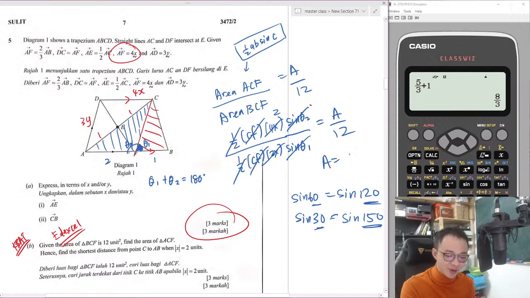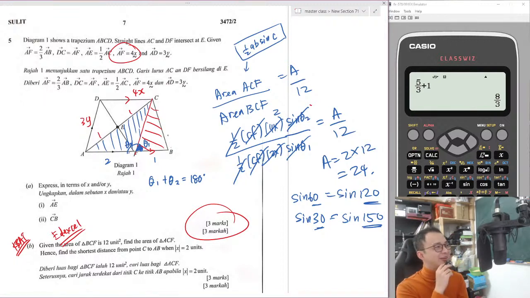So a will equal 2 multiply 12, which equals 24. Yeah, this is how I got the 24. I believe a lot of students will just use the ratio to multiply straight away, because I didn't see any 90 degree thing, so I'm not sure can I straight away do like that or not.